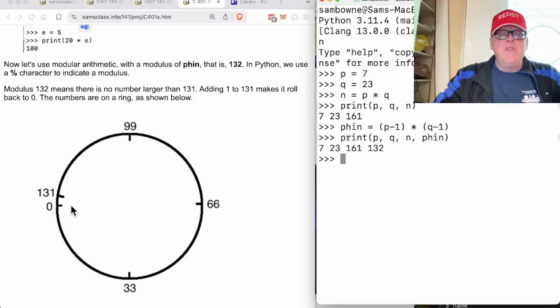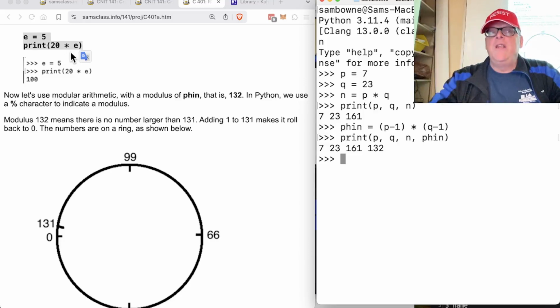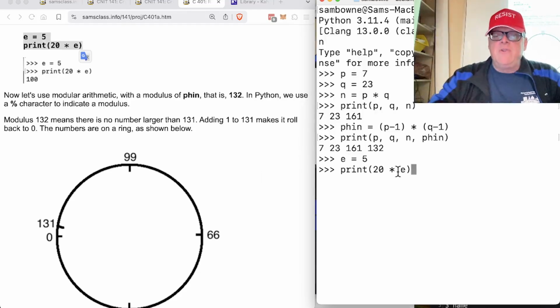So if I start with an E of 5, and I start making it bigger, I can't possibly hit 1 until I've gone around at least once. So there's no point in bothering anything lower than 20. 20 will get me around to 100. So I'm not going to bother looking for anything smaller than 20. I'm trying to find a number which, when multiplied by 5, equals 1 on this ring. So I'm going to start with N equals 5. And now 20 times E is 100.